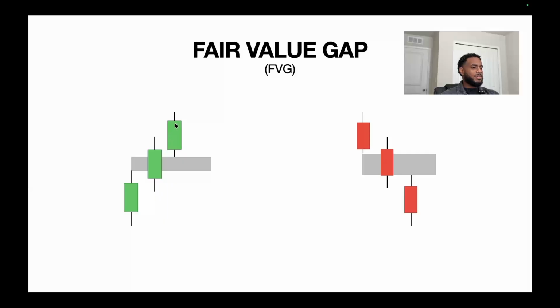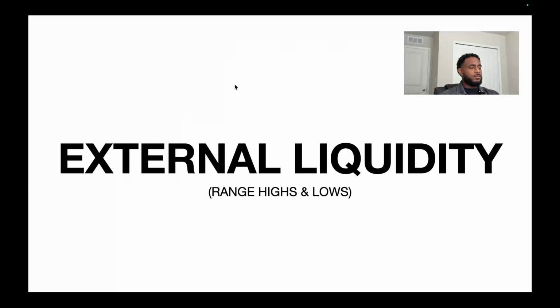So what price does is likely to come here, retrace down, filling the imbalance, right? Seeking the liquidity pool, and then moving back in its intended direction.